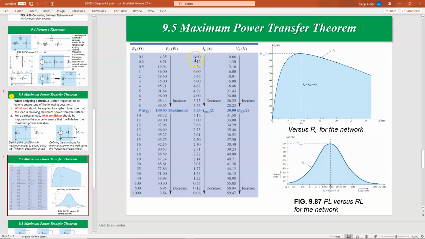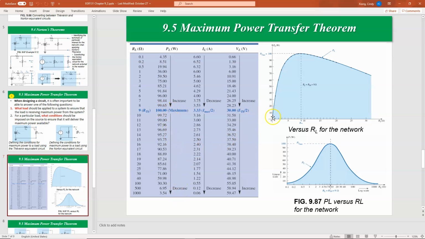So at the beginning IL is the maximum number, and as your RL gets bigger and bigger, your IL always decreases. But your VL at the beginning is a very small number. When RL gets bigger, this VL will increase. So your IL will decrease and your VL will increase, but your PL is equal to IL multiplied by VL. So you could see the power will increase first, achieve the maximum, and then decrease.